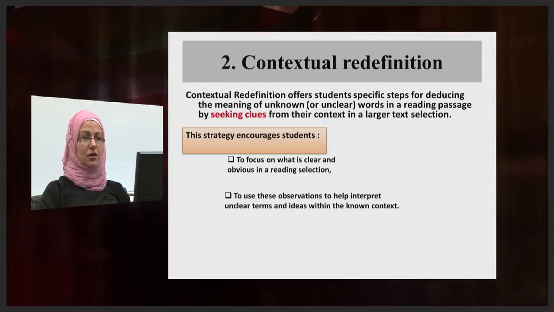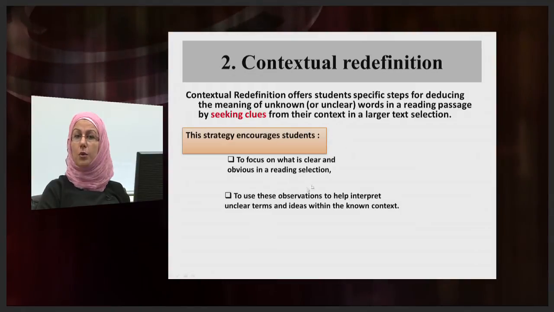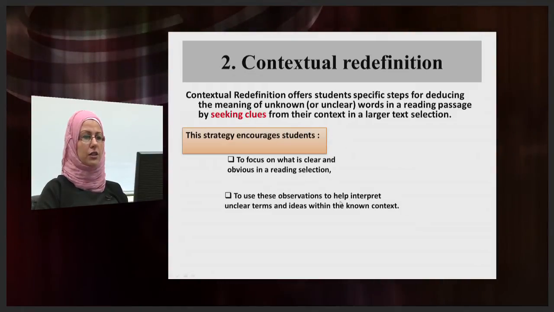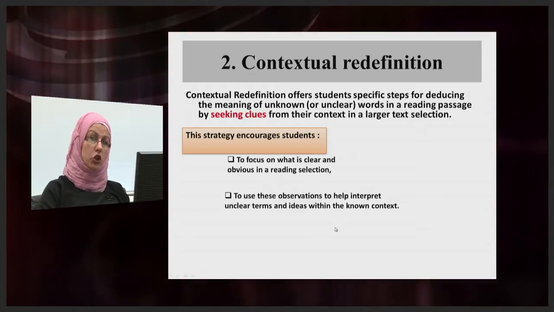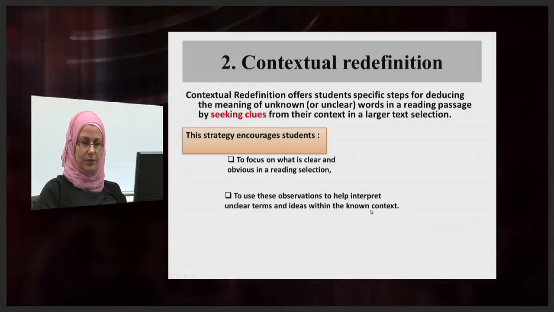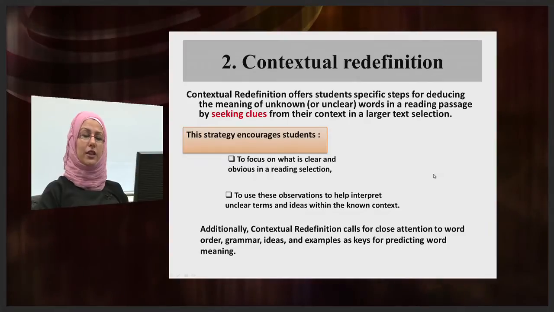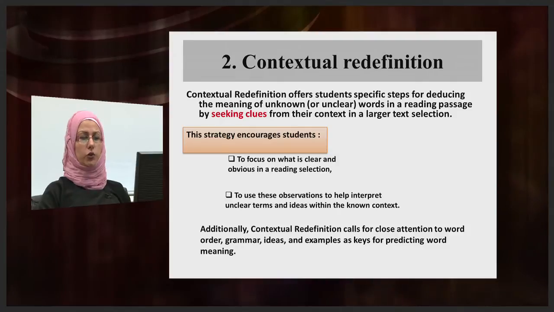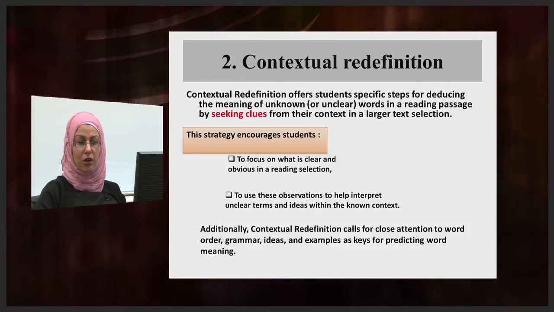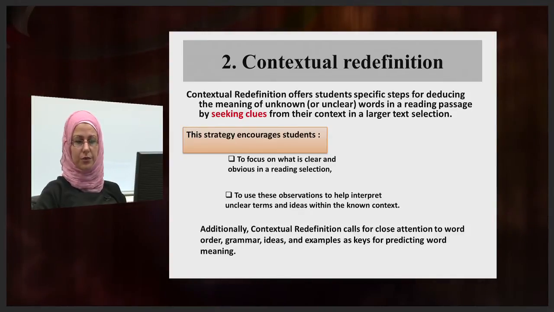The strategy also encourages you to use these observations that we've been talking about, observations in the context of the word, to help interpret unclear terms and ideas within the known concept or context. Additionally, contextual redefinition calls for close attention to word order, grammar, ideas, examples, any kind of key that helps you predict the word meaning.